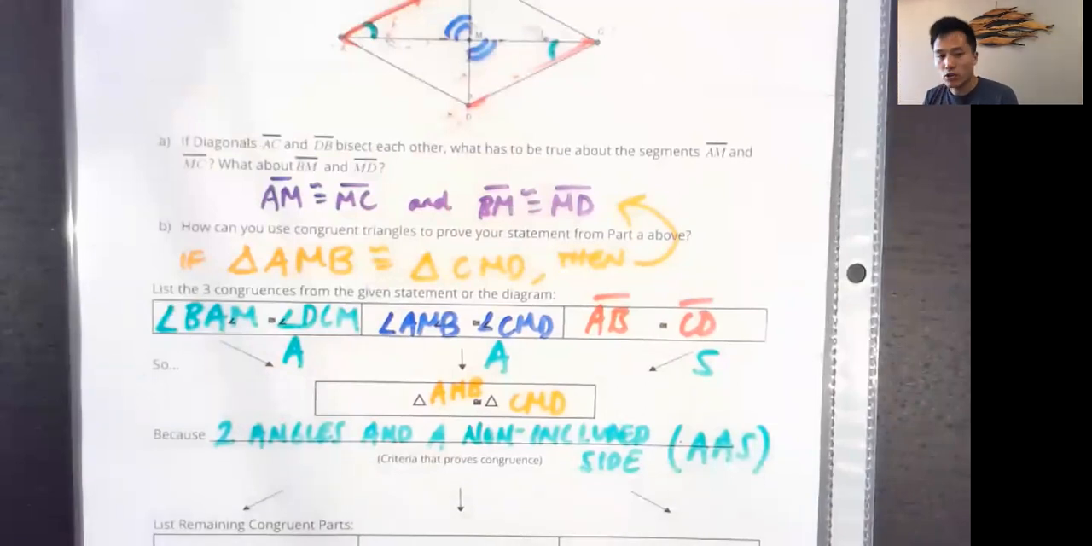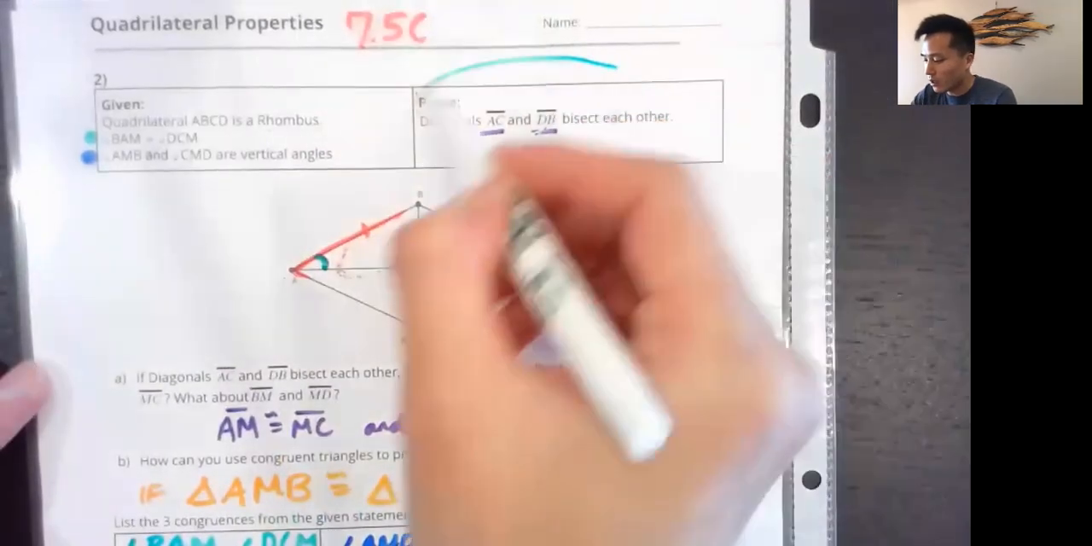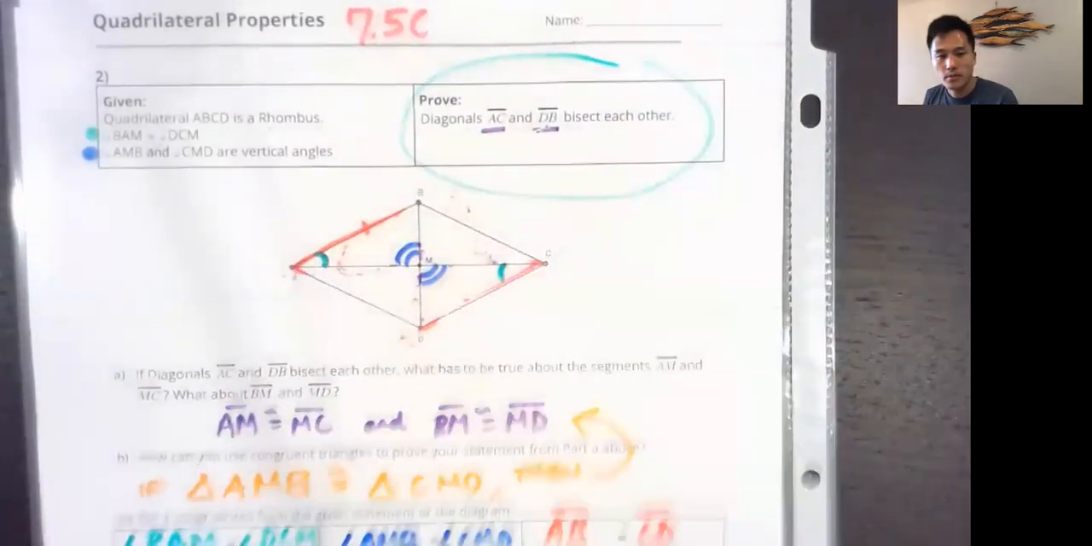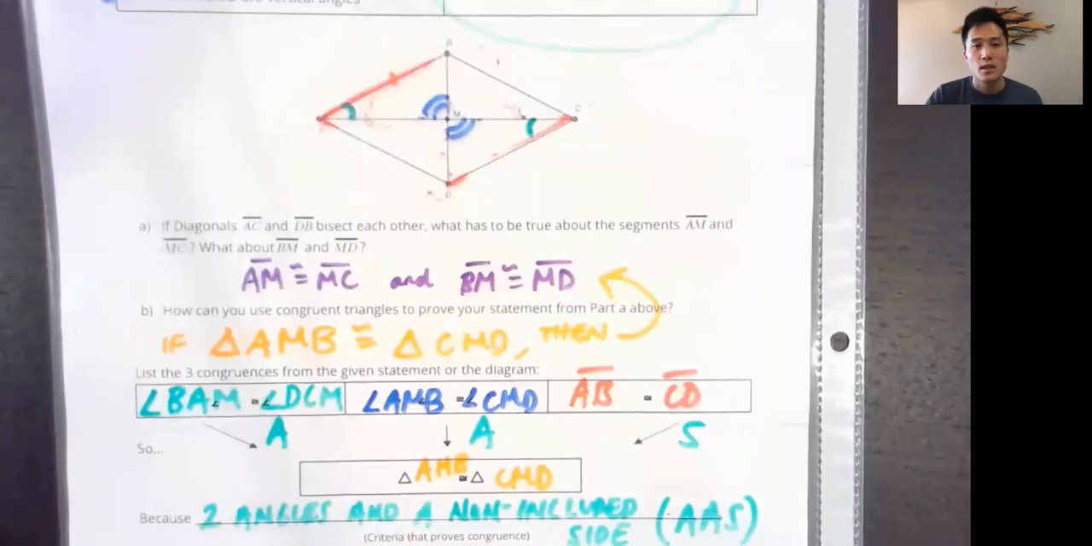And remember, in your concluding statement, you always have to restate what it was that you were trying to prove. All right, that's all. Make sure you check the answer key closely so that you can review all your work. And let me know if you have any questions.